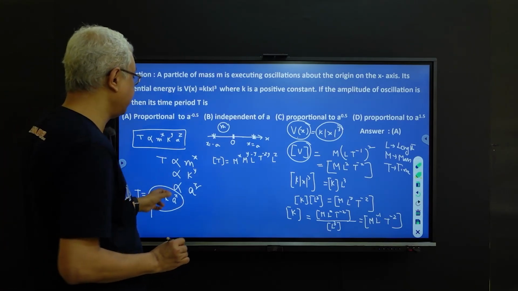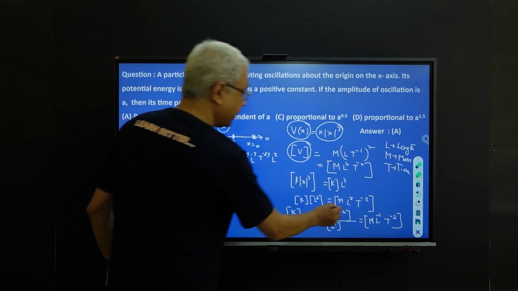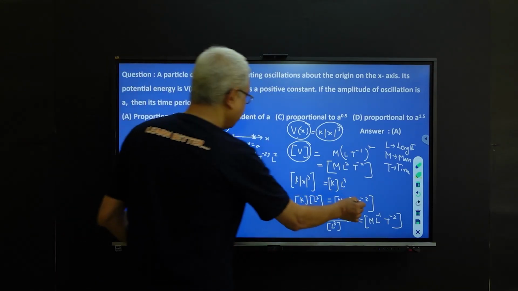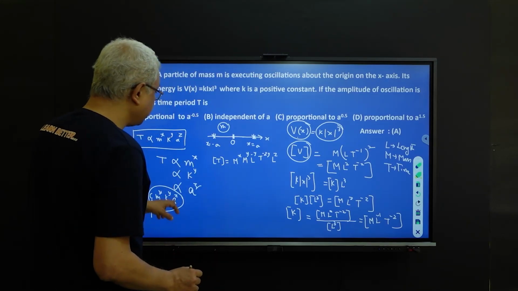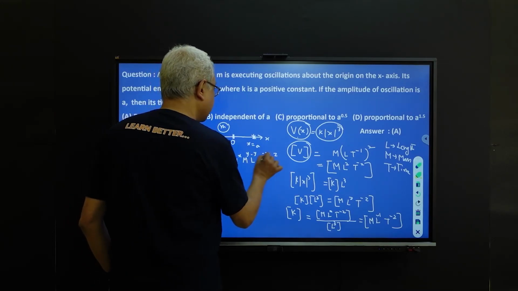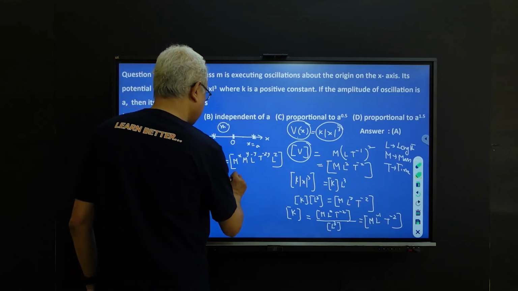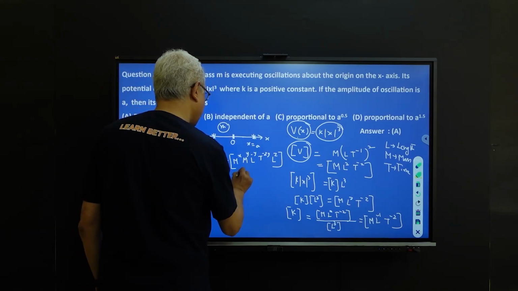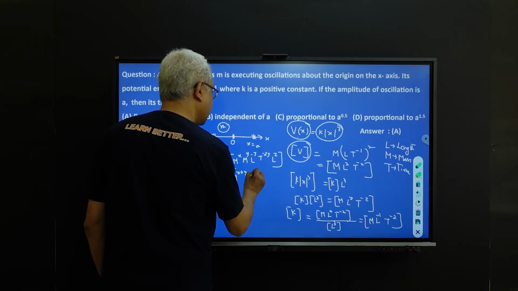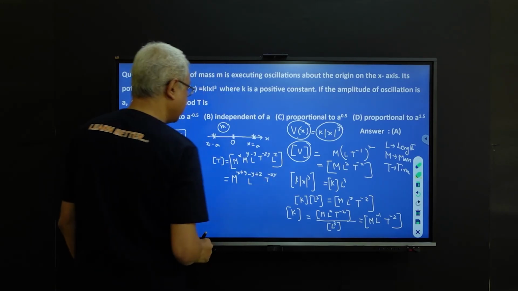So the dimension of m to the power x is M to the power x, the dimension of k to the power y is M to the power y, L to the power minus y, and T to the power minus 2y, and a's dimension is length, so a to the power z's dimension is L to the power z. So it is M to the power x plus y, L to the power minus y plus z, T to the power minus 2y.